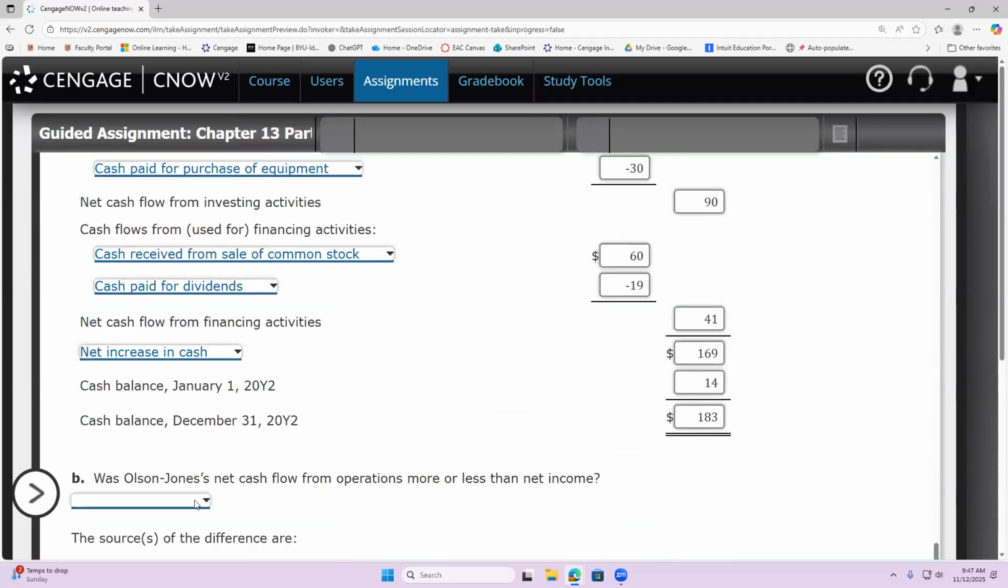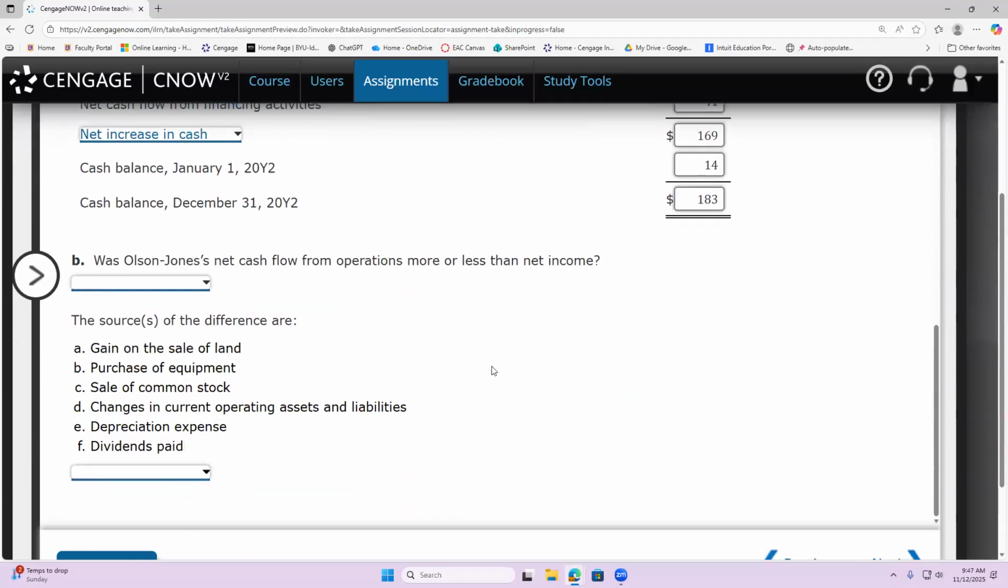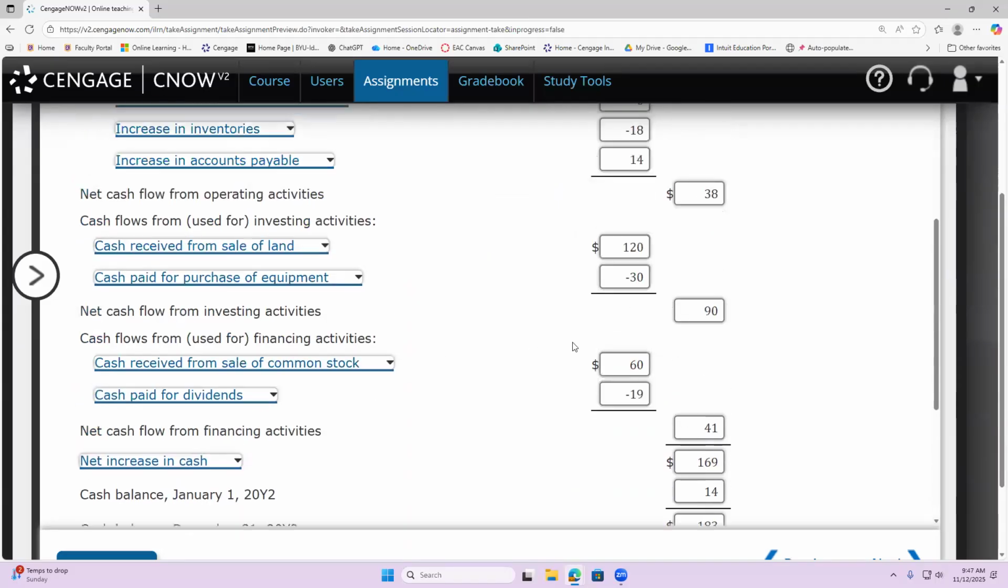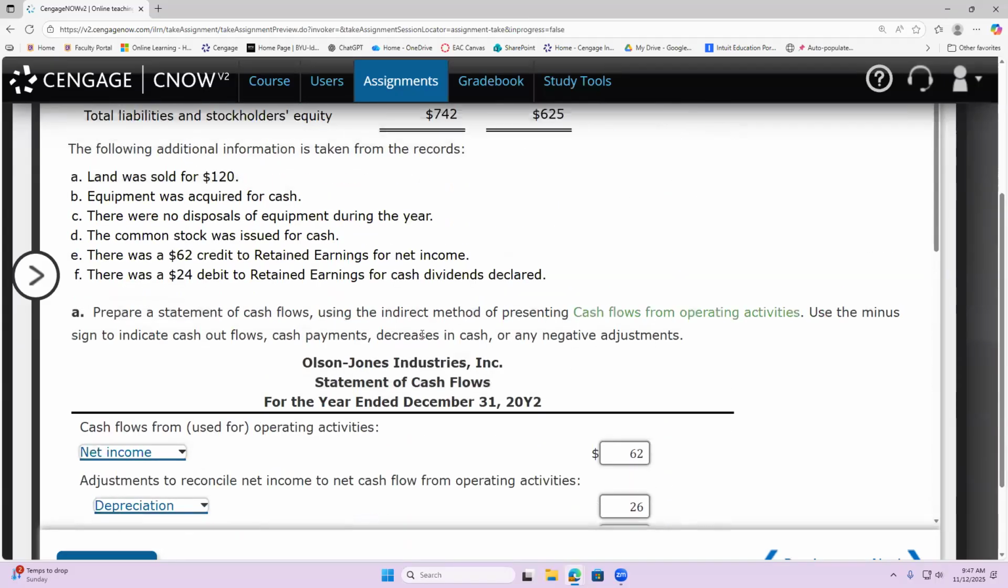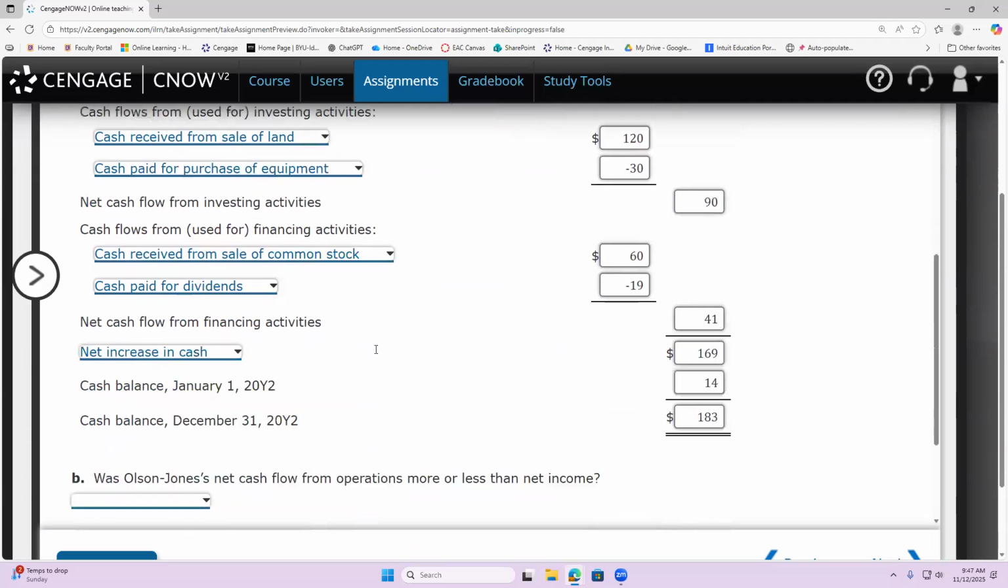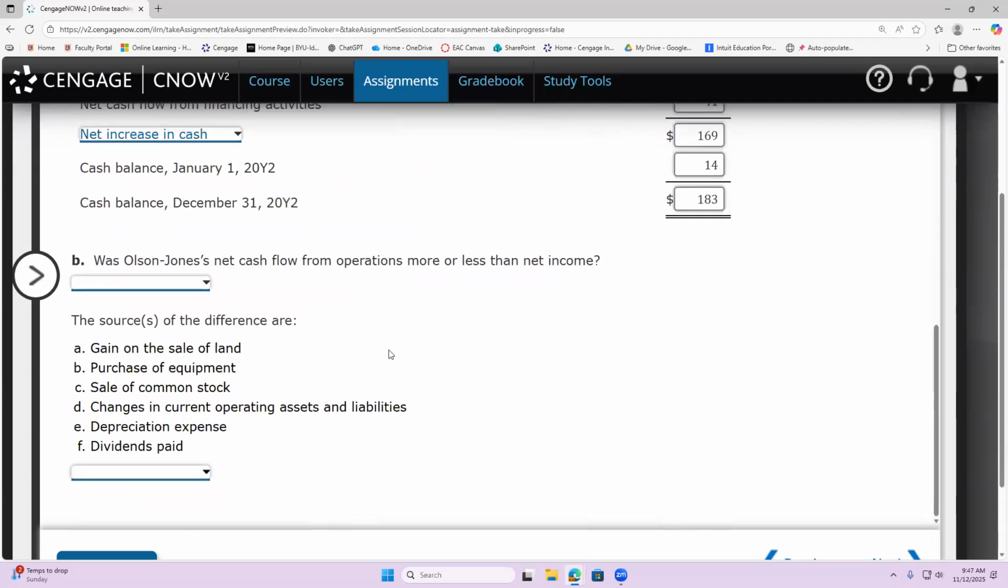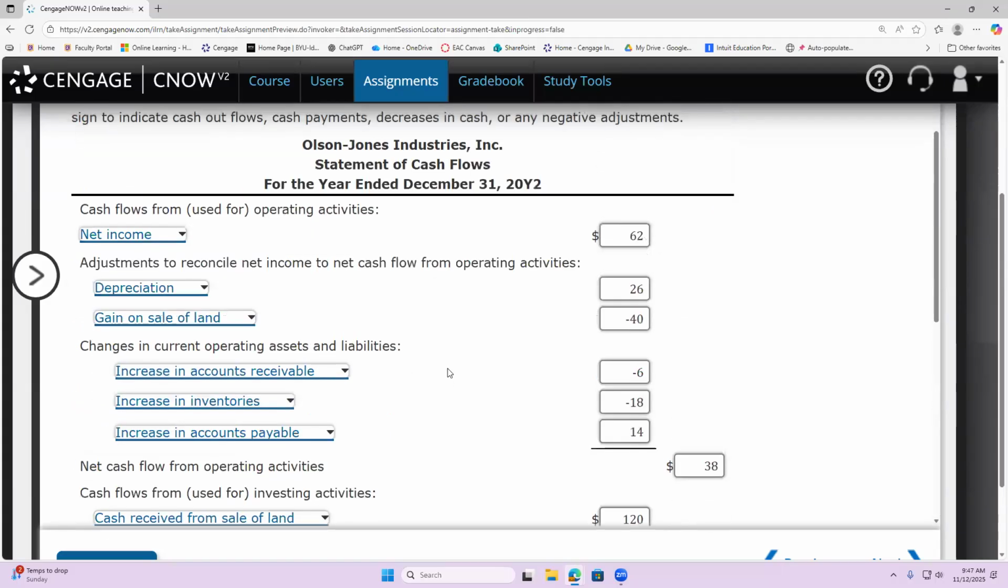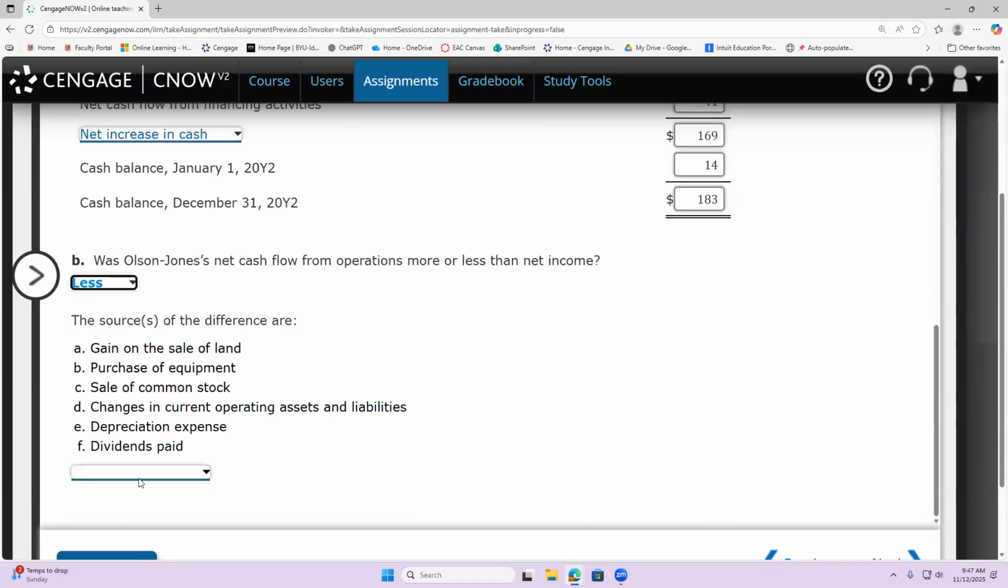So our net cash flow from operations, in this case, remember our net income was 62 and our net cash flow from operations was 38. So the question is, was our net cash flow from operations more or less than net income? And the answer is it's less. And the sources for the differences are, well, the gain on the sale of the land, the accounts receivable, the increase in inventory. So I'm not sure what it wants us to put here. It wants us to put all those three things I just said, A, D, and E.